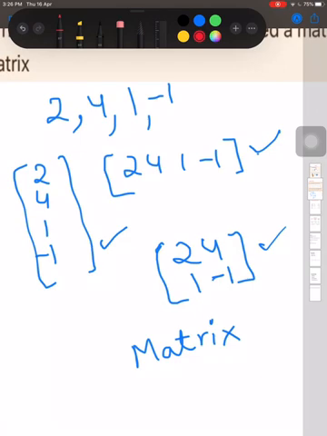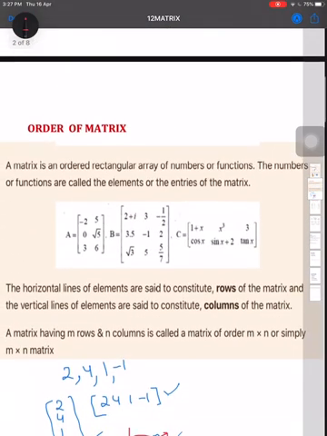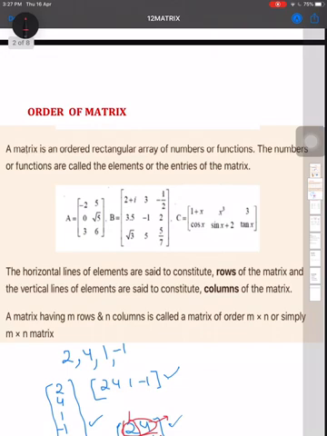But there is a condition now, like in each row there should be the same number of elements. Like here you can see in this first row there are two elements, and in the column also there are again two, an equal number of elements. So matrix is just the arrangement of the same number of elements in a row and the same number of elements in a column. To understand this, there is a definition also. The matrix is an ordered rectangular array of numbers. Now I think you have understood.